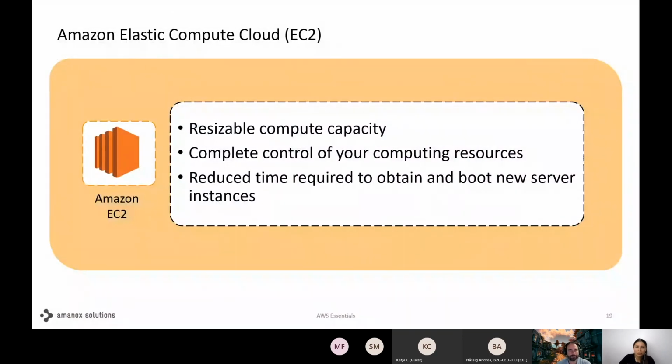So EC2 stands for Elastic Compute Cloud, and they are virtualized servers in Amazon's data centers. What we say is that they are designed to make web scale computing easier for developers. We have simple web interfaces where we can easily configure the capacity. We have complete control of the computing resources, and we can easily configure different parameters.